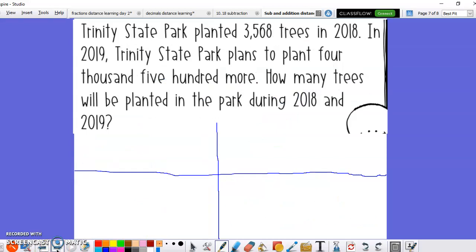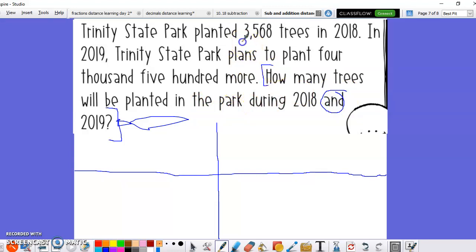It is Trinity State Park planted 3,568 trees in 2018. In 2019, Trinity State Park plans to plant 4,500 more. How many trees will be planted in the park during 2018 and 2019? Well, I read it. It's talking about state parks and trees that they plant in 2018 and 2019. How many trees will be planted during 2018 and 2019? So this is an and. So I'm taking 2018 trees and 2019 trees.